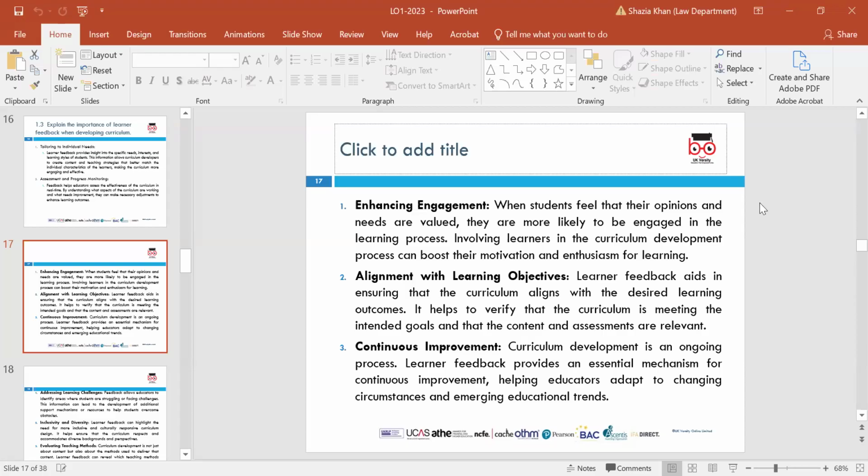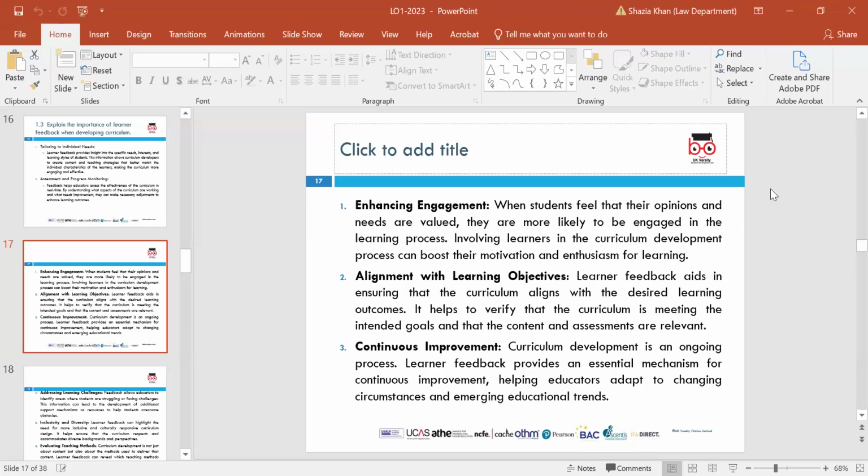Alignment with learning outcomes. You need to make sure that you are aligning with the learning outcomes in place. You are making sure that you are meeting the curriculum needs and making sure that you are aligning with what is needed in the curriculum. So you are taking on board what the learners are saying, you are listening to them and taking on board any sorts of learning outcomes that you need to align with.